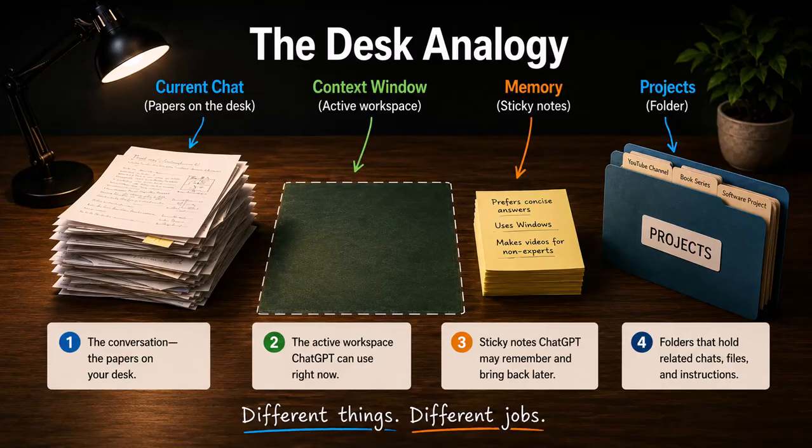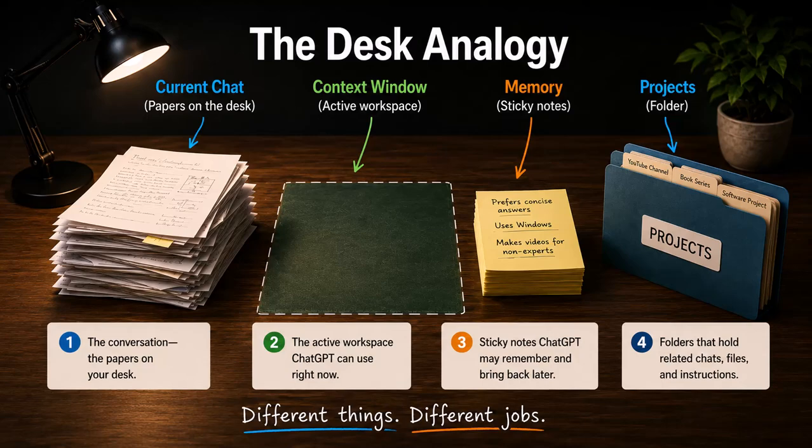Think of it like a desk. The current chat is the pile of papers on the desk. Every message adds another sheet. The context window is how much of that desk ChatGPT can actively work from at one time. Some desks are bigger than others, depending on the model and product, but no desk is infinite. Memory is a small set of sticky notes ChatGPT may save and bring back later. Preferences, recurring facts, useful personal context. And a project is a labeled folder. It can hold related chats, files, and instructions for one body of work. Desk, desk size, sticky notes, folder.